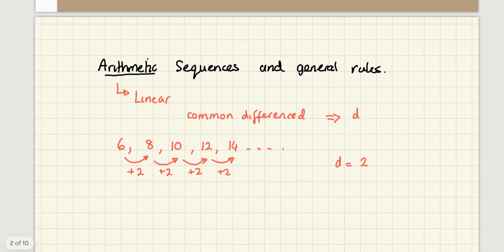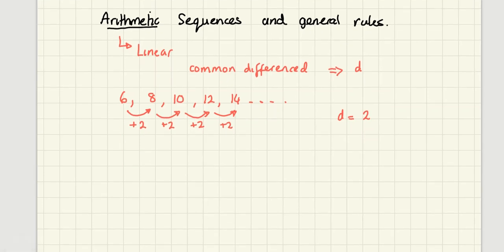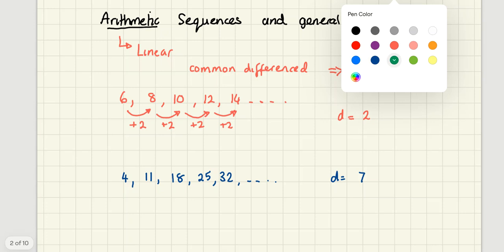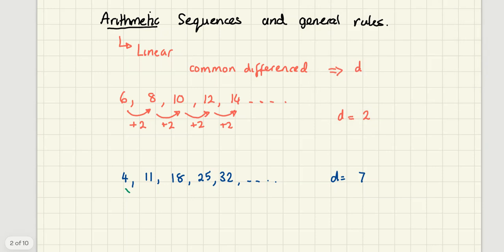If I asked for a different arithmetic sequence, let's say we start at 4 and D was 7, what would the sequence be? 4 followed by 11, 18, 25. Okay. These would be terms, right? So we have currently 5 terms in this sequence.